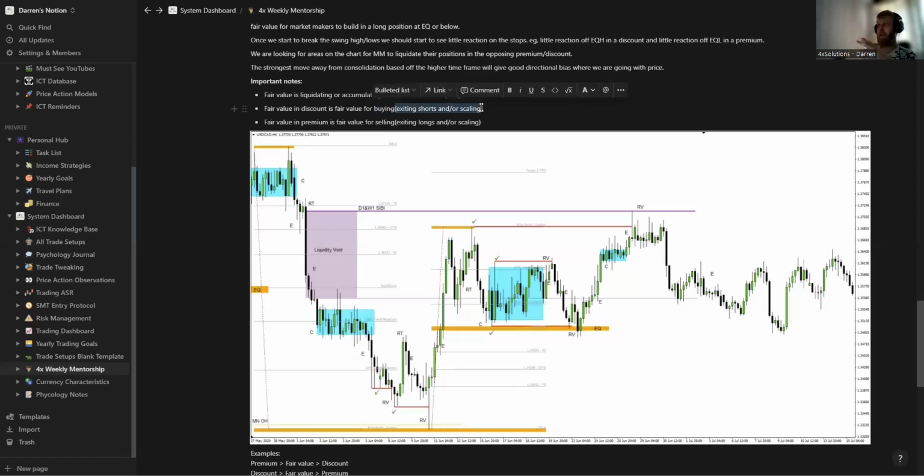So you'd be exiting your short in the discount. If price is now traded back into some kind of discount and you're a seller or in a sell, you'd be exiting your shorts. And then obviously in reverse, fair value in premium is fair value for selling or exiting longs. Okay, so if you've sold and price is coming down, just like if it was bullish, you'd be exiting in the opposing array.